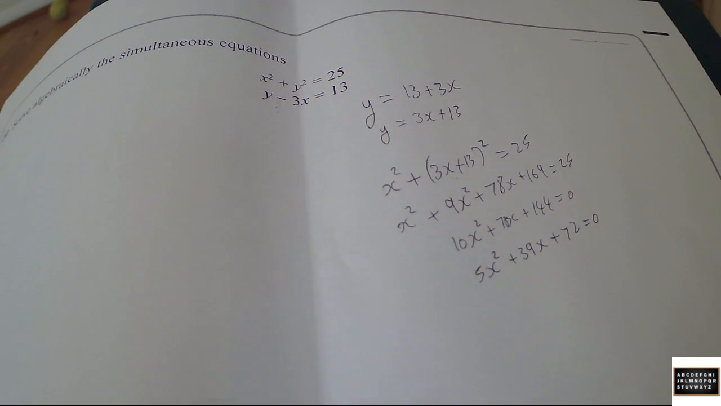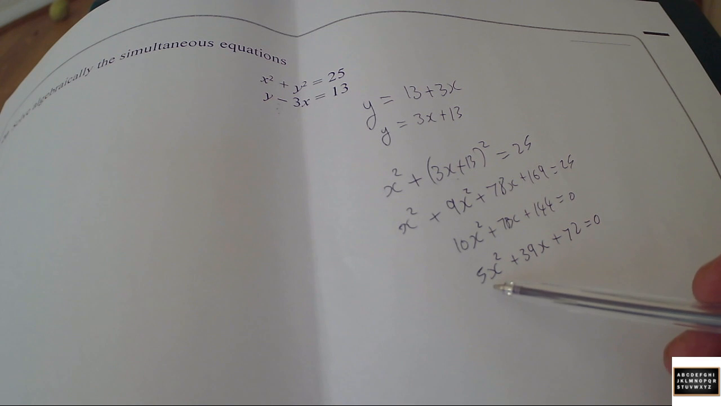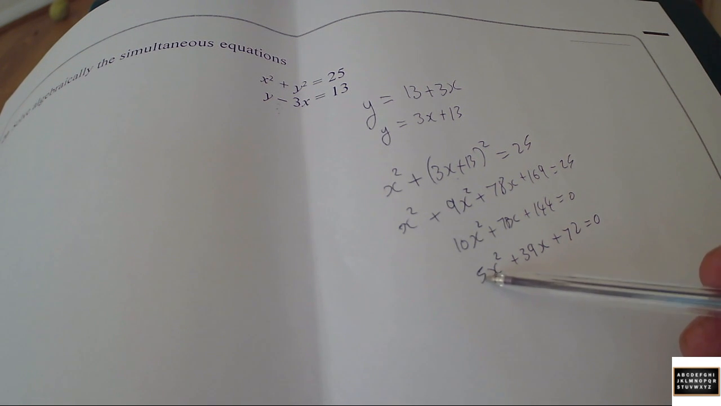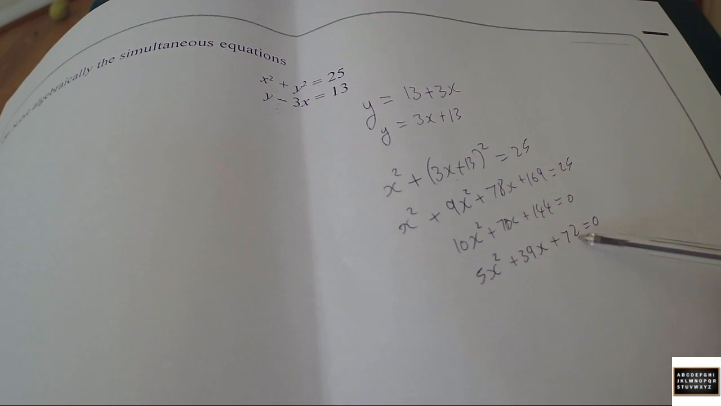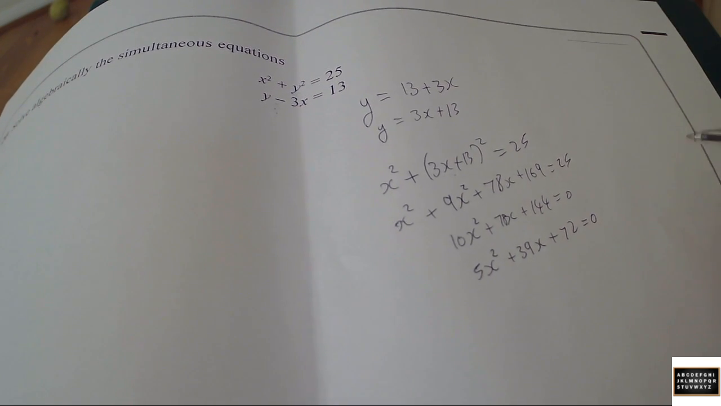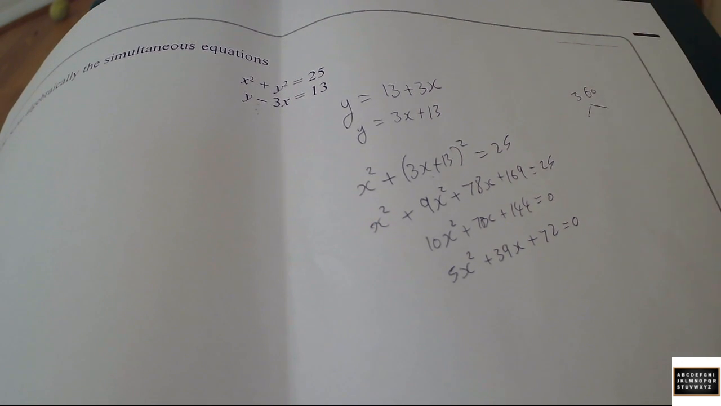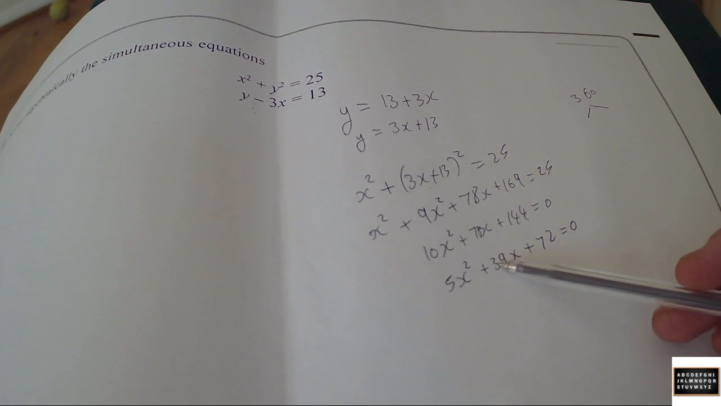And then this is a non-calculator paper, so we can't solve by using a formula, so we're going to solve this by factorising. In case you're not sure about how to factorise this, it's got a coefficient of x squared, so your teacher might have taught you to multiply the first term and the last term together, so 5 lots of 72. Now 5 lots of 72 is 360, and I'm looking for factors of 360 that add up to 39.